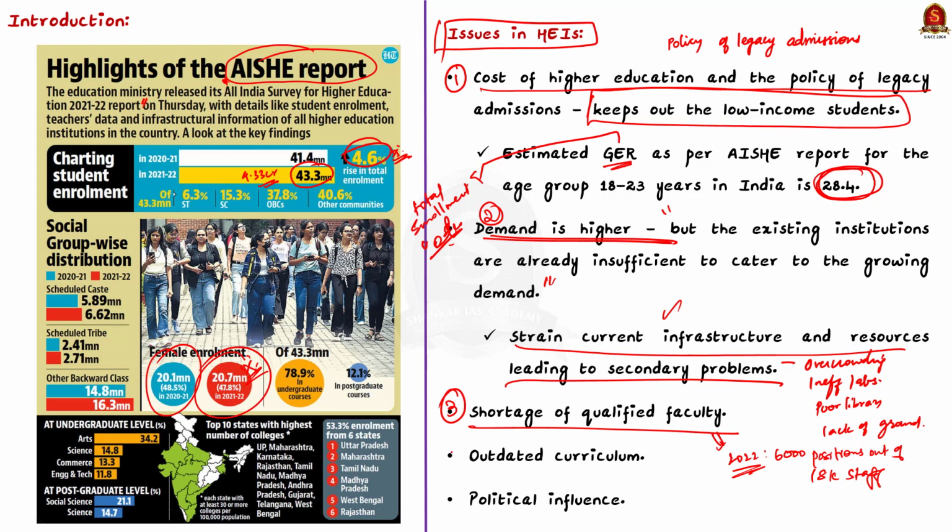Fourth issue is the outdated curriculum. The curriculum employed by many higher education institutions is outdated and has not been revised for several years. This obsolete curriculum hampers the students' ability to acquire relevant skills or knowledge for succeeding in the job market. Moreover, this mismatch leads to underemployment, or working in lower skilled roles, or it can even lead to a higher unemployment rate. Finally, political influence is also an issue with higher education.